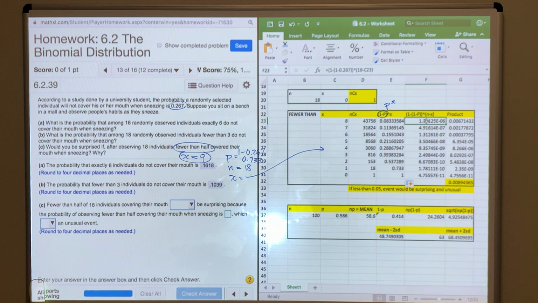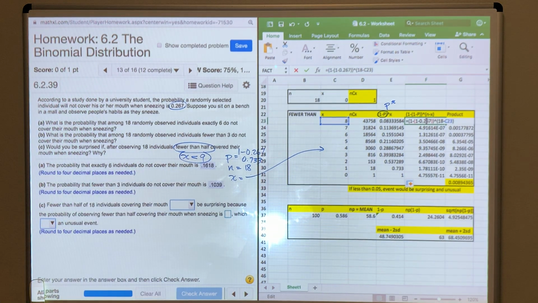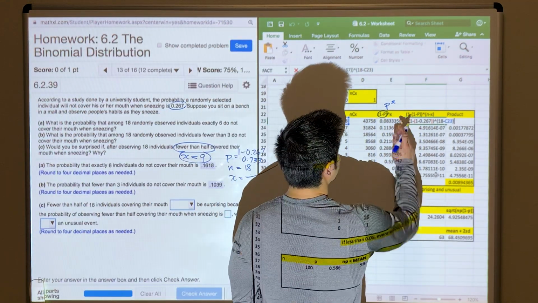Now the same thing is true for the last part, that other part. So there's the formula. Look at what I did there. So normally what is this?